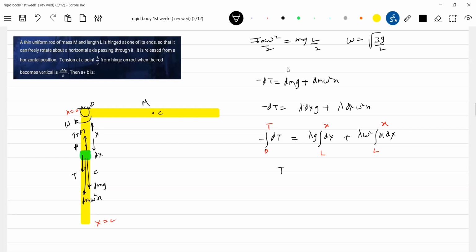Okay, this minus T I forgot. This will be minus T g x minus L lambda omega square, x square minus L square, all divided by 2. Solving this will be lambda g, L minus x, lambda omega square by 2, L square minus x square. Put x equal to L by 3, you'll get the required answer.